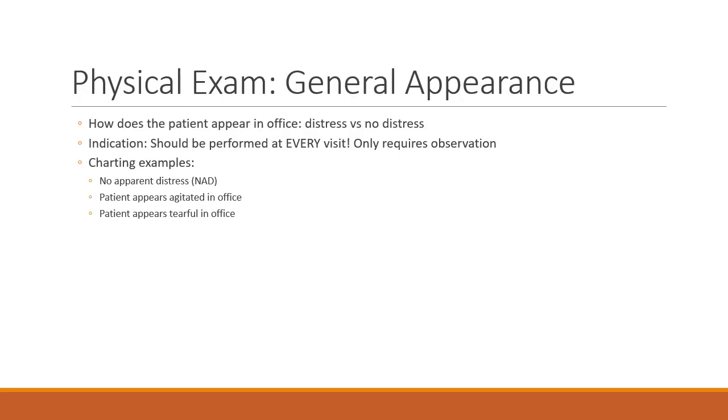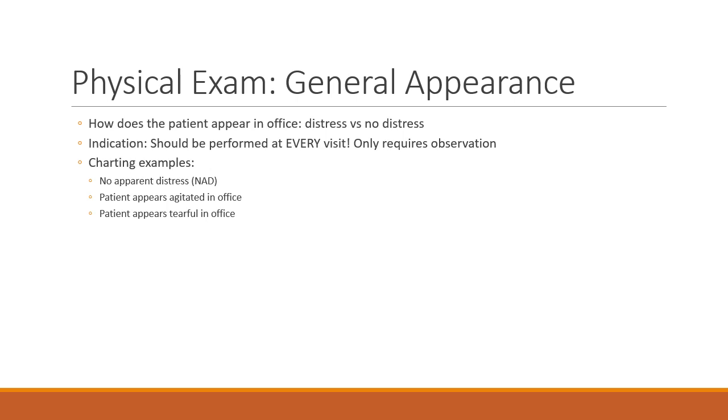First, we have general appearance. This section is for documenting how the patient appears in office. Are they in distress? No distress? Are they anxious, angry, tearful, agitated, comatose, manic? However they present in the office, document it here. This only requires your direct observation, so it should be done at every single visit, no excuses. This physical exam is very easy to perform and document.